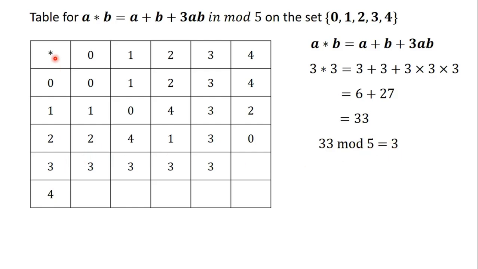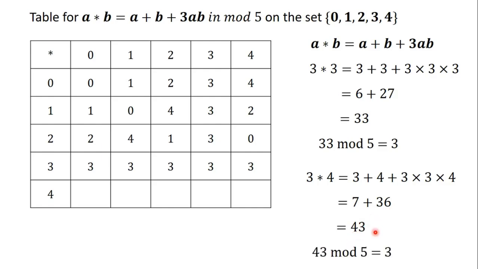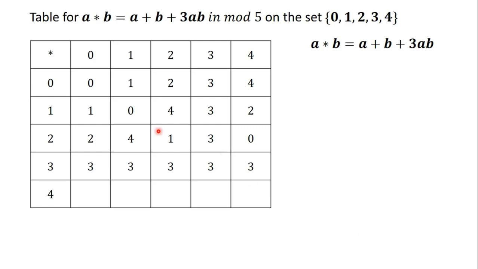The next one is 3 star 4. 3 star 4 is equal to 3 plus 4 plus 3 times 3 times 4. And we will have 7 plus 36. 7 plus 36 is 43. 43 mod 5 is 3. We move on to the last rule.